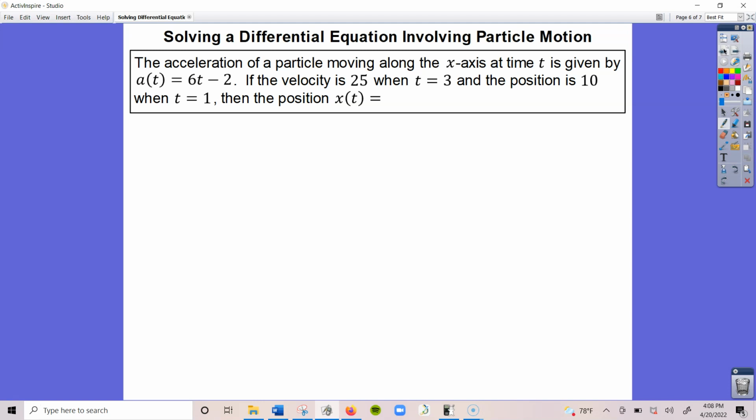Now we're going to look at solving a differential equation that involves particle motion. And we've done this before, you just didn't know that we were doing differential equations. So let's look at an example.